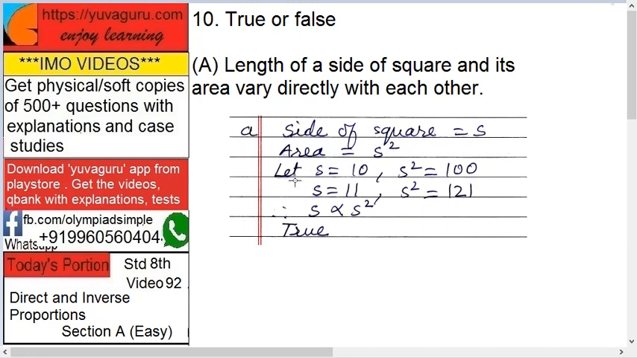Now let's solve this by example. S equals 10, S square will be 100. If S equals 11, S square will be 121. So what happens? S and S square, how do they move? In direct proportion. If one increases, the other also increases. But what is S square? That is area. So area and S will move in direct proportion. So this answer is true.